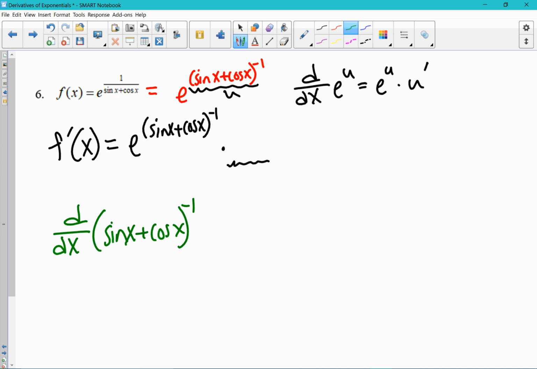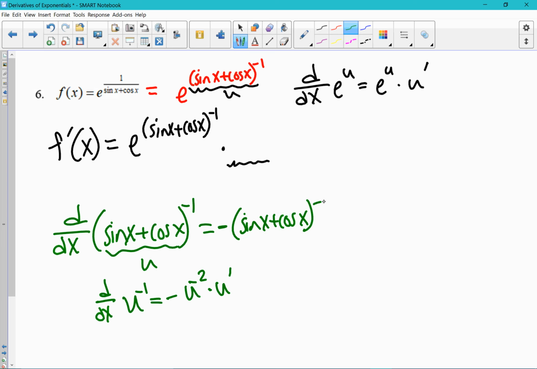Okay, so take the derivative of, this is like a chain rule here. Take the derivative of our outside. We've got u to the negative 1, which will leave us with negative 1, u to the negative 2, but don't forget to multiply by u prime. So the derivative of the outside would be a negative 1 times sine x plus cosine x all to the negative 2, and then times the derivative of the interior, sine x plus cosine x, which is cosine x, and then don't forget the derivative of cosine is a negative sine. So all of this fancy stuff goes there.